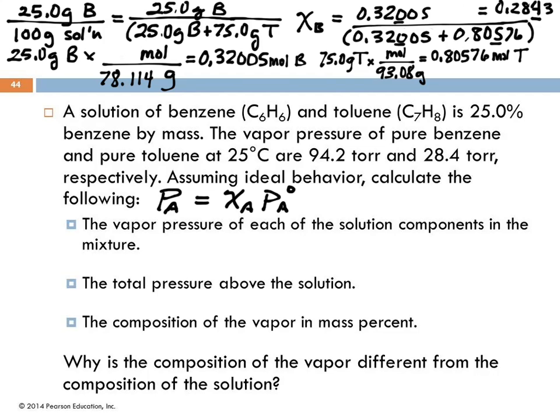So to find the vapor pressure of benzene, then we take the mole fraction times the vapor pressure of pure benzene. So the pressure of benzene, I'm still calling him B, will be 0.2843. Can't read my own writing. Times pure benzene, 94.2.